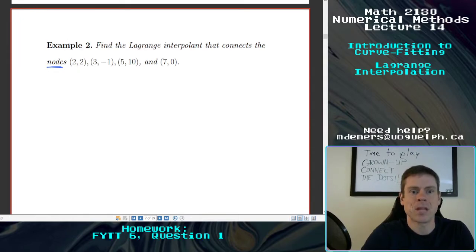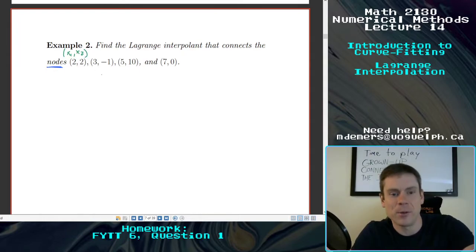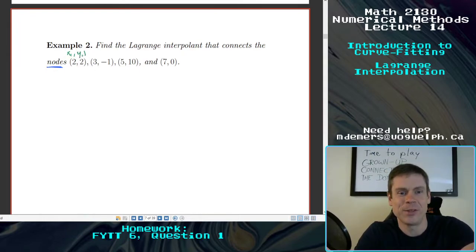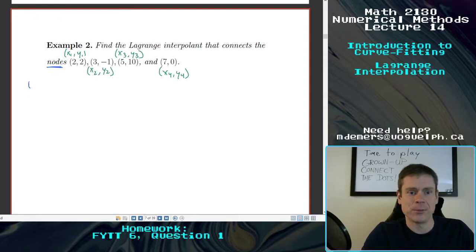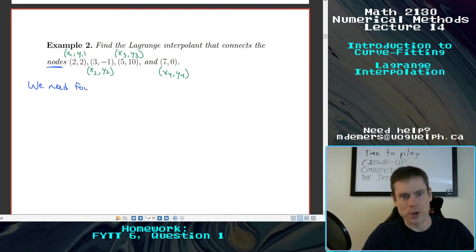Let's give these things some names. I like to name my points before I play with them. I want x1, y1. That's really what I want. x2, y2. x3, y3. Just going up and down so I have room for all of them. x4, y4. Okay, we're going to need 4 different basis functions. And let's write them all out.